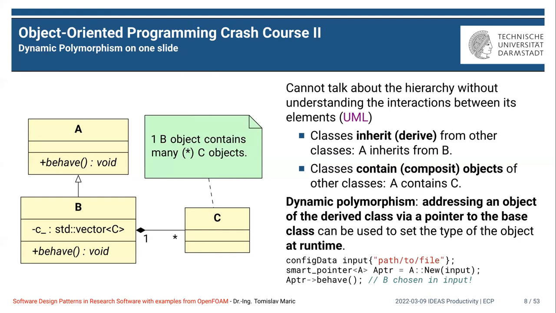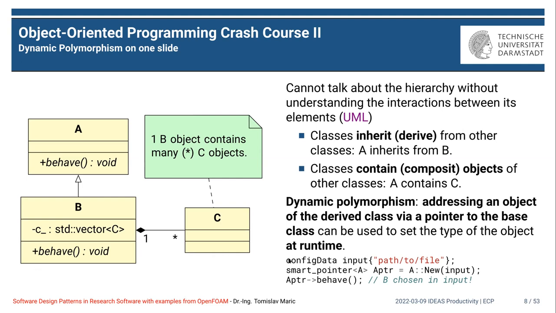So once we have defined the inheritance and the composition, we look at a mechanism specific to the C++ programming language: dynamic polymorphism. Sounds complicated. It's a bit technical, but once you accept it, it becomes second nature. So what we can do is address the object of the derived class using the pointer to the base class. And how does it look?